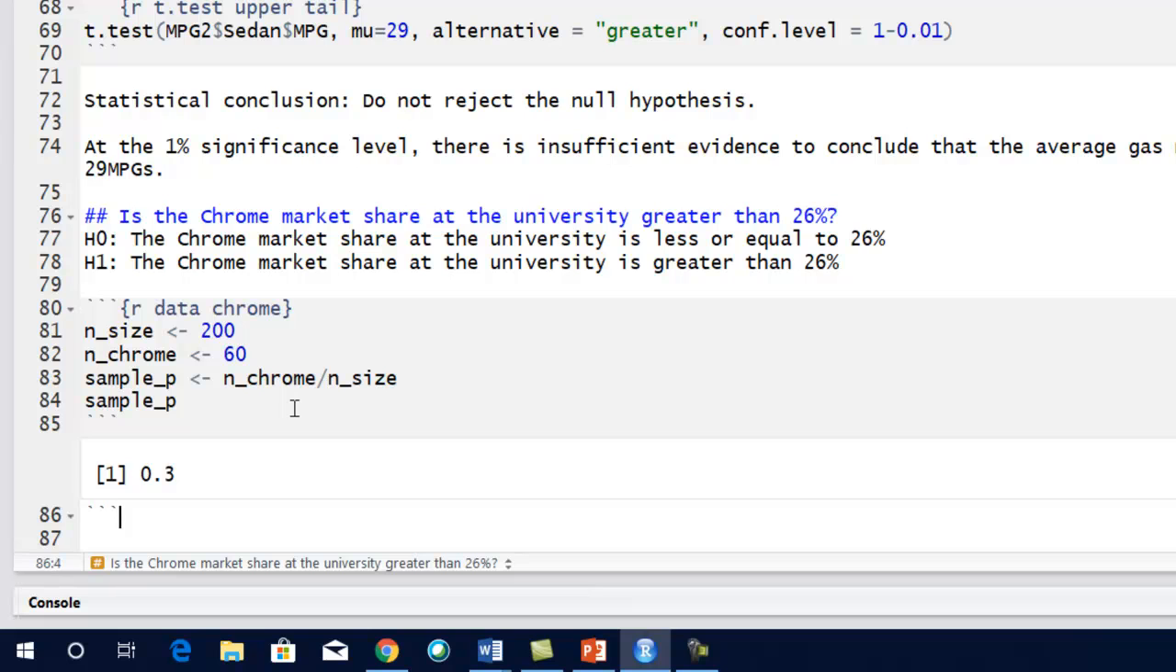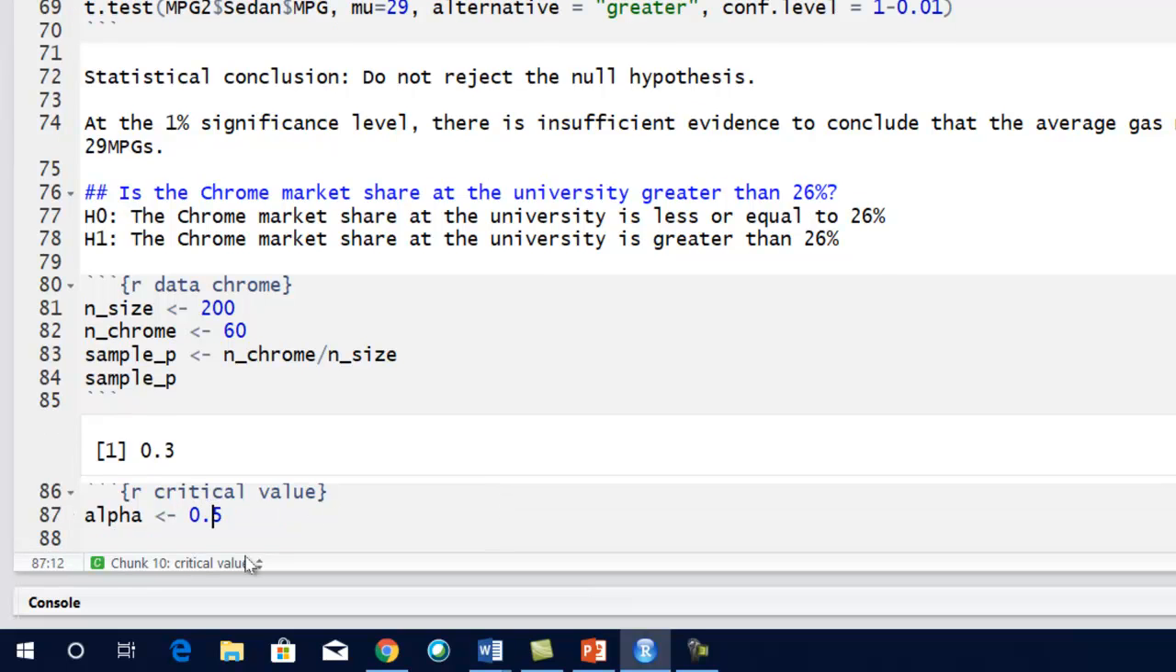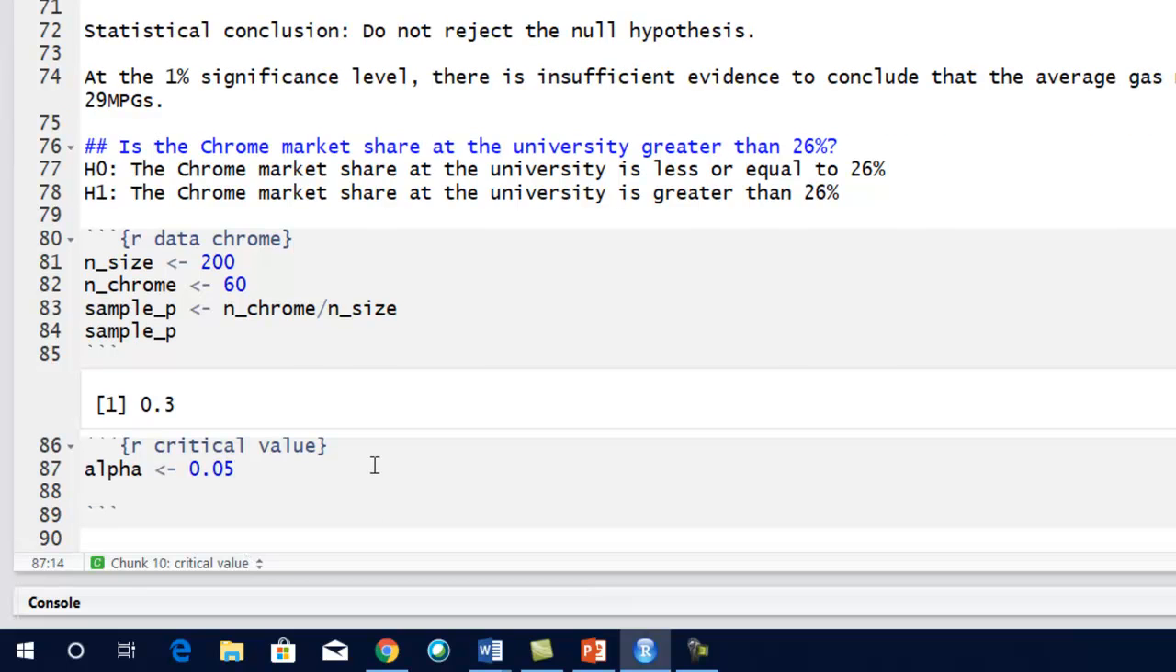I'm going to use first the critical value approach. So I'm going to find the critical value, and for that I do need the alpha. The alpha is 0.05. Here is a question about the proportion, so I'm going to be using a z-test. I'm going to be using the normal distribution to approximate the distribution of the sample proportion.